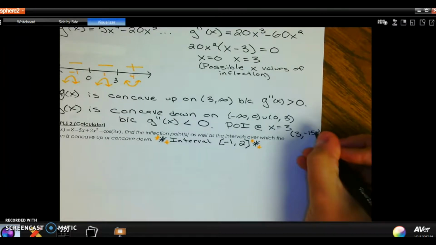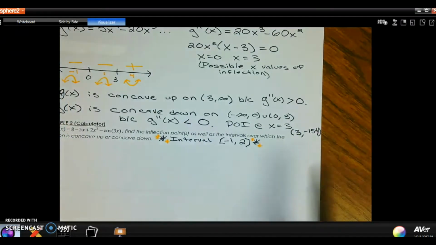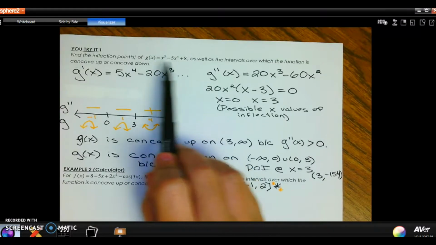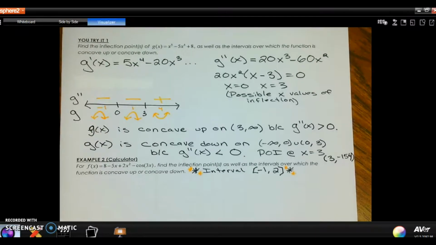I had to kind of squeeze it in there. So just be careful that you're answering the full question here. It didn't say, you know, if there was a point of inflection. It actually wanted to know what the point of inflection was. So I had to take this 3 and plug it back into the original to get the actual point of inflection. So my point of inflection is at 3, negative 154. Okay, so that about sums that problem up.